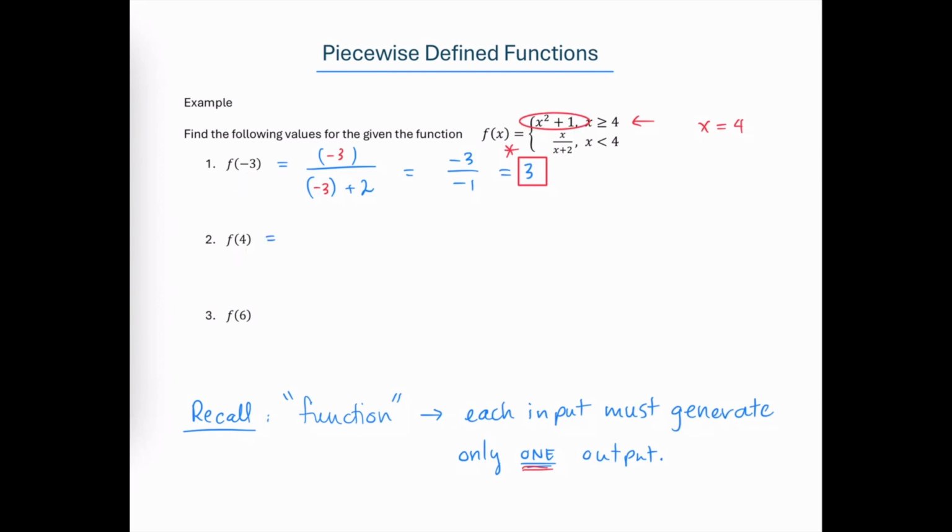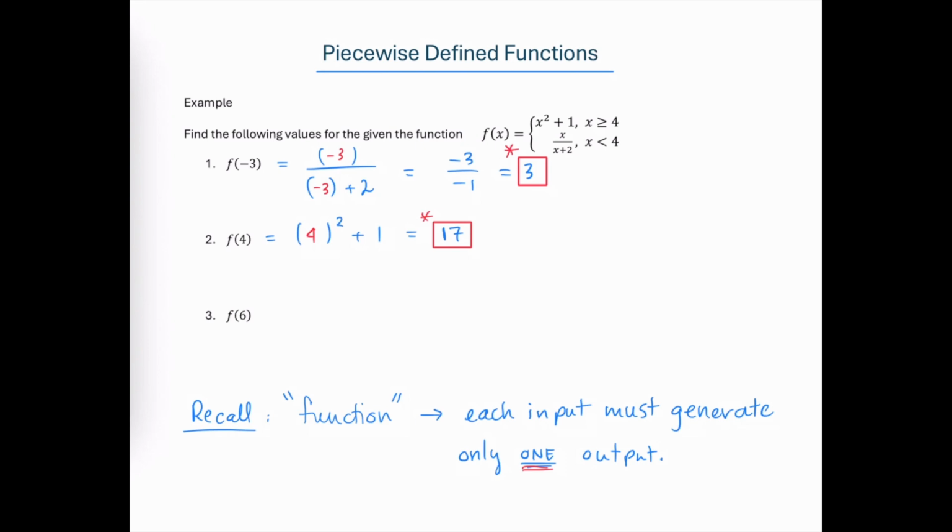So f at 4 is going to be determined by plugging 4 into x squared plus 1, and 4 goes into the x spot. 4 squared is 16 plus 1 is 17, and 17 is the only output that we get when we plug in x is equal to 4.